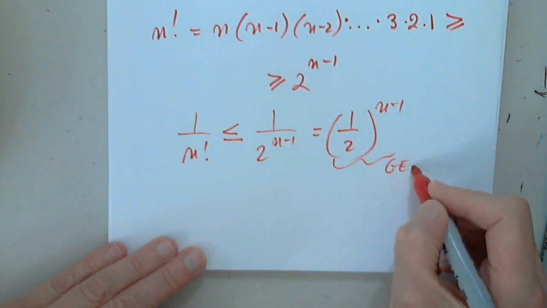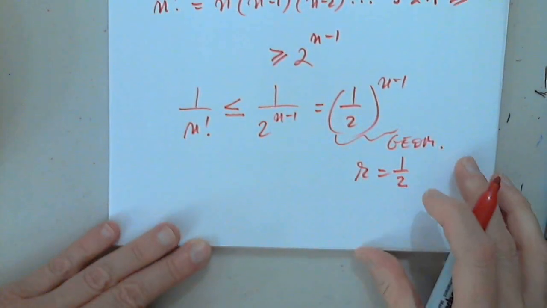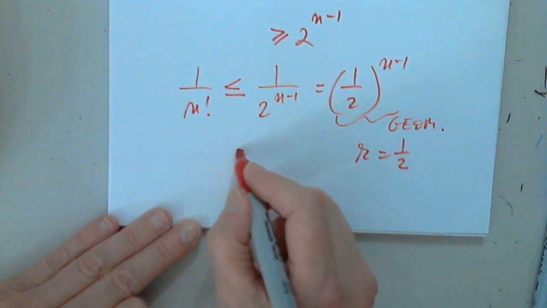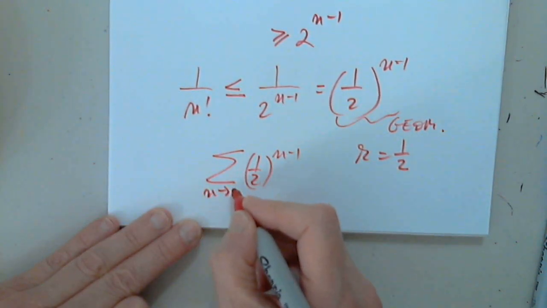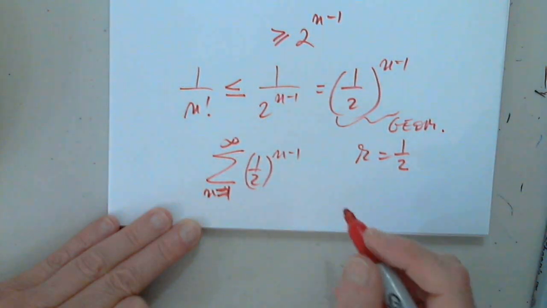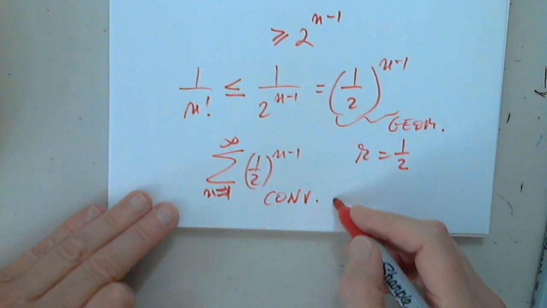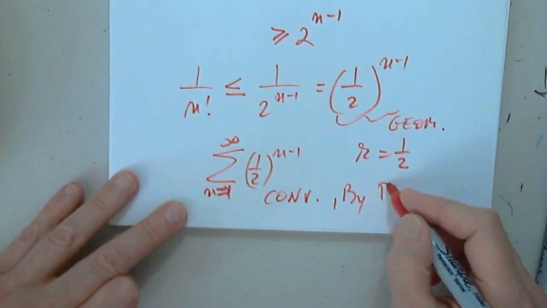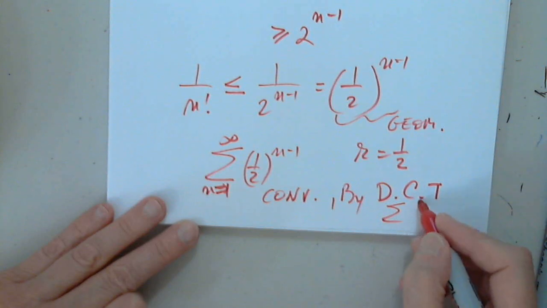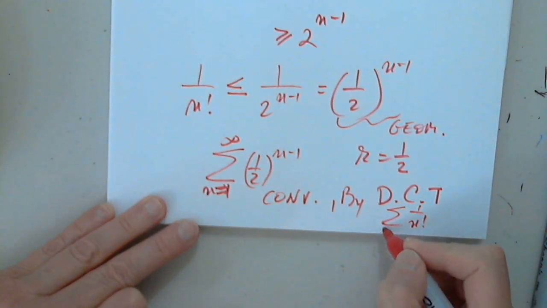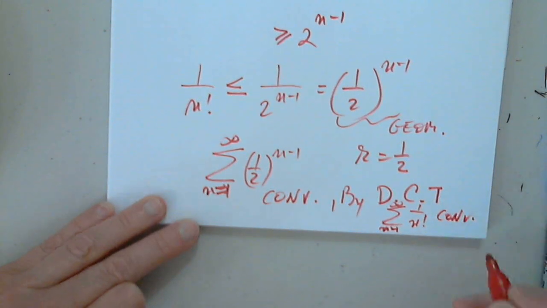geometric with a common ratio of 1/2. So the sum of 1 over 2 to n minus 1, when n goes from 1 to infinity, is convergent. By the direct comparison test, the sum of 1 over n factorial, n equals 1 to infinity, is also convergent.